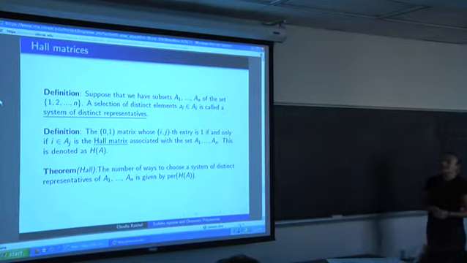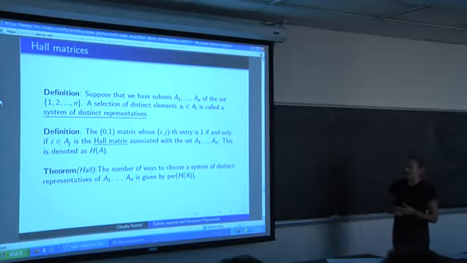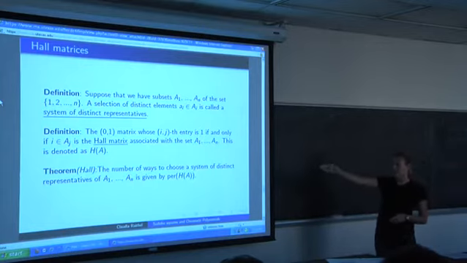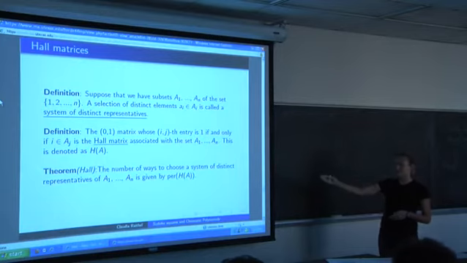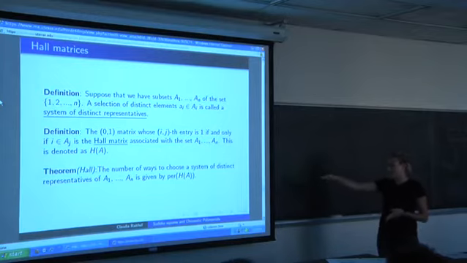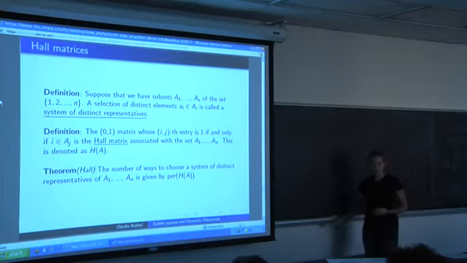And so to each set of sets of integers, you have an associated Hall matrix, and you just define the entries in this way. A_ij is going to be equal to 1 if and only if i is in A_j. And then we have this theorem about the permanent of the Hall matrix. So we'll do an example.